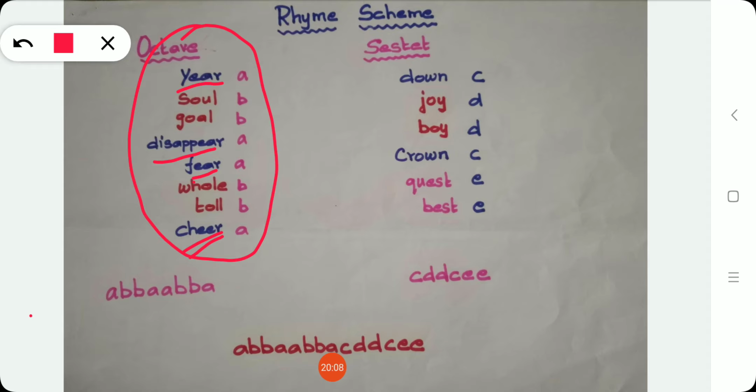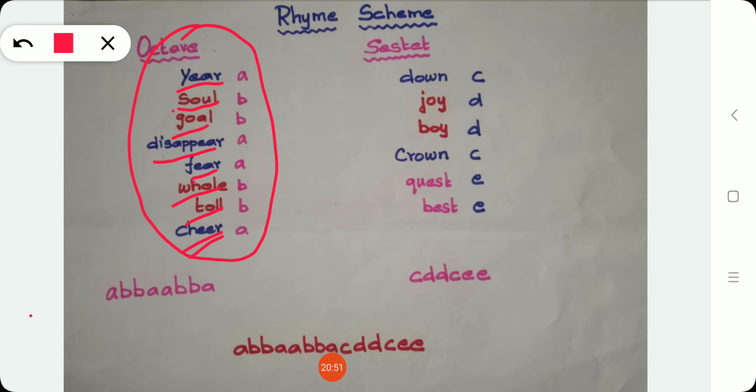Now see the next word. What is it? It is soul. Soul is not rhyming with ear, so we have to give a new alphabet here. What alphabet can we give next? Next to A, B. So I am giving B. Soul and goal are rhyming, and soul and goal are again rhyming with whole. These three are again rhyming with tall. So these are rhyming words, and I am giving the same letter B: soul, goal, whole and tall.